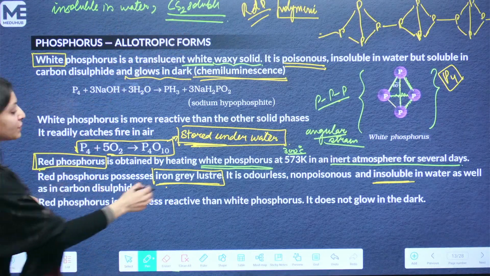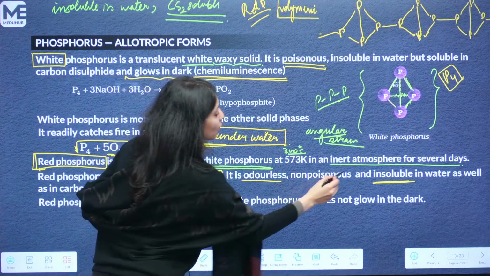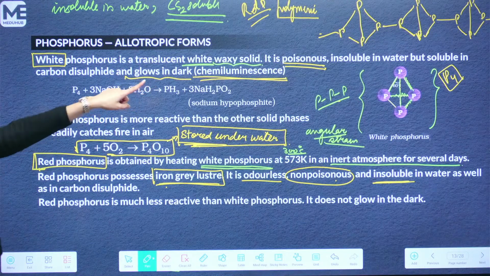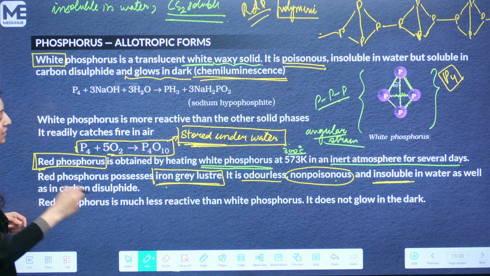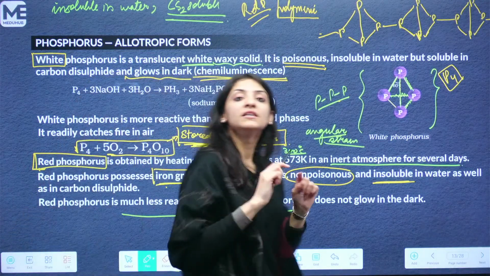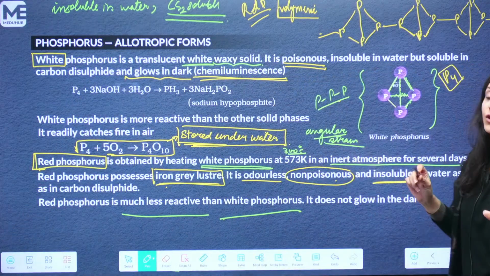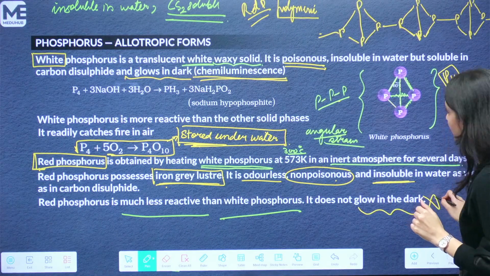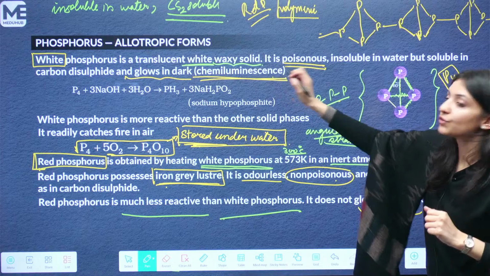Okay, red phosphorus is also odorless and non-poisonous. White phosphorus poisonous है, ठीक है. It is much less reactive than white phosphorus and it does not glow in the dark. So these are the differences between white and red phosphorus जो कभी कभी एग्जाम में आ जाते हैं. So chemiluminescence ये नहीं शो करता red phosphorus, जबकि white phosphorus ये शो करता है.